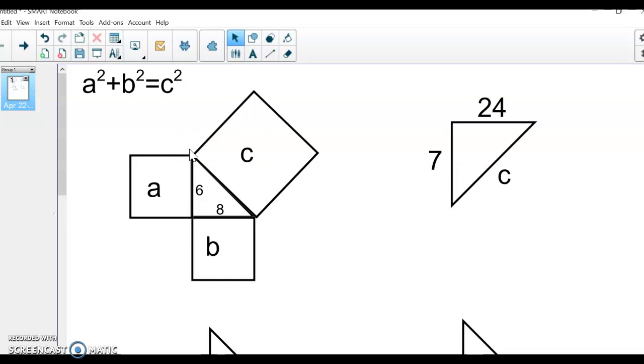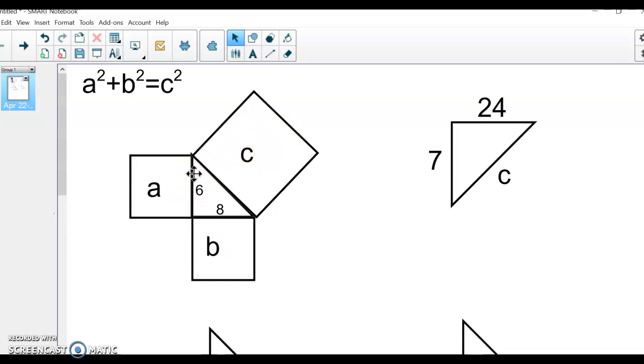So the first example that we're going to be doing is looking at this one over here with the 6 and the 8. So what we did in the assignment with the squares was we had to think, okay, so we realized that the area of A and the area of B fit into the area of C, and so that was able to determine what our value of C was. So we need to first figure out the area of A and figure out the area of B to be able to figure out the area of C.